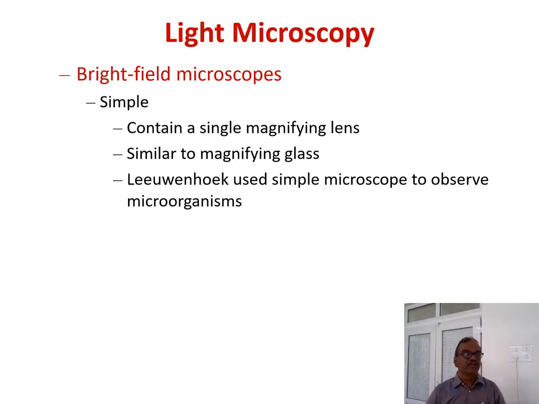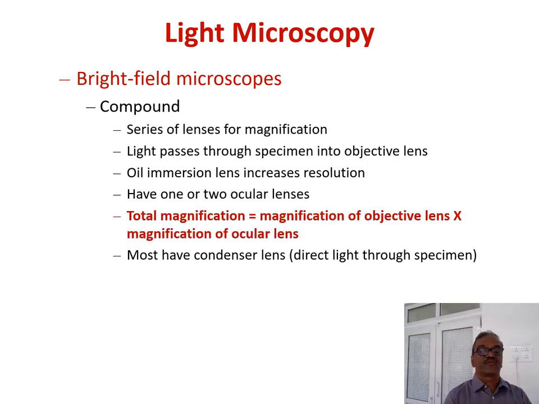Then the bright field microscope. As we discussed, there are different types of microscope. The bright field microscope is simple, as I told, a single magnifying lens. Leeuwenhoek used this to observe microorganisms. So this is the first. Then the second one is the compound microscope, with a series of lenses for magnification. How many lenses are we now using?